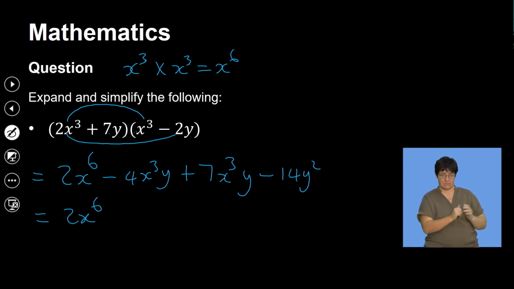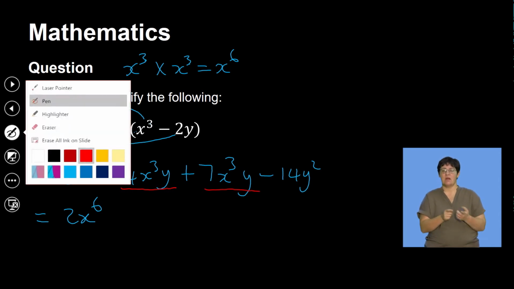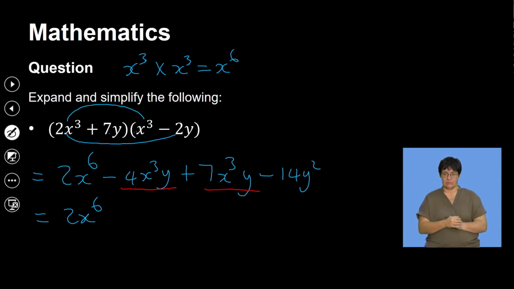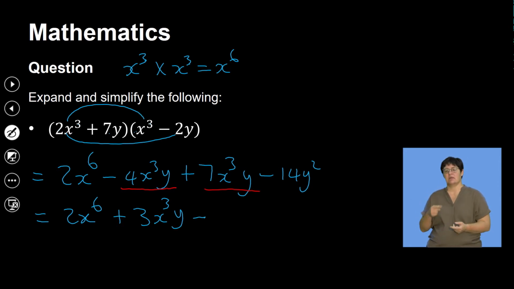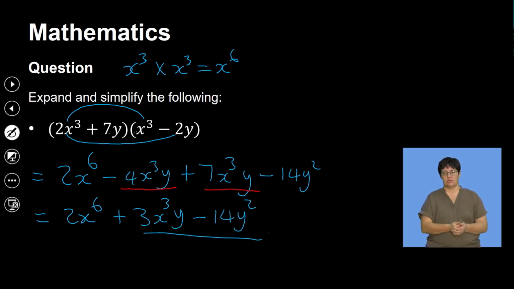I can't do anything to that, but you can clearly see that the minus 4x cubed y and the 7x cubed y are like terms. So you then need to simplify them, right? When the signs are not the same, you subtract and then take the sign of the bigger number. So this becomes plus 3x cubed y. Then lastly, it does not have a like term, it just remains negative 14y squared. And that becomes my final answer for this.